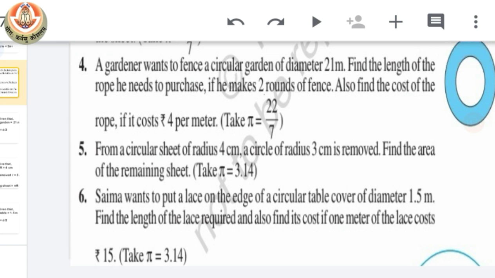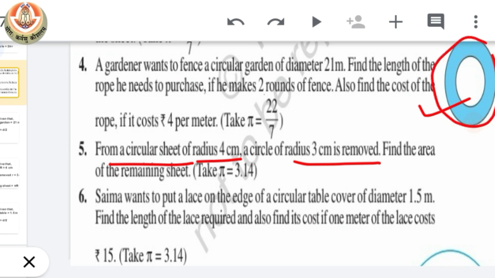So let's see the next question. Question number 5. We have a circular sheet of radius 4 centimeter. A circle of radius 3 centimeter is removed. This is the figure for this question. From this bigger circle which is of 4 centimeter radius, this small circle which is of 3 centimeter radius is removed.